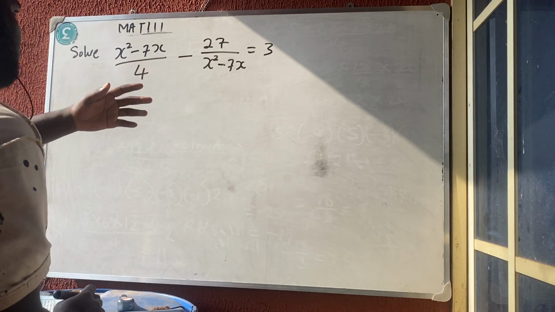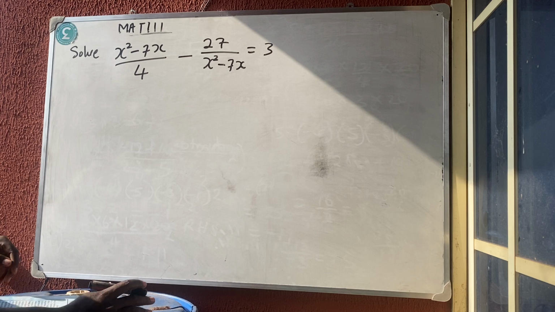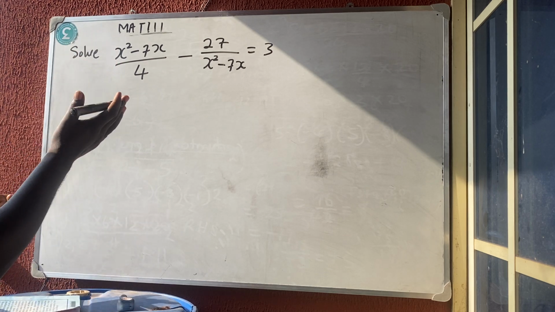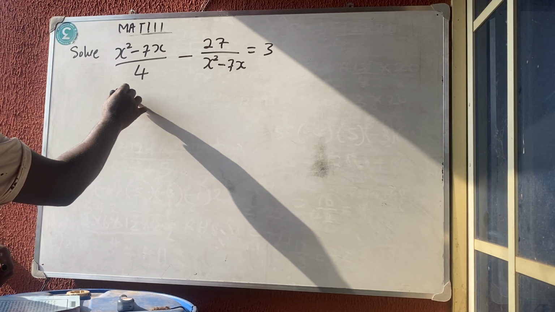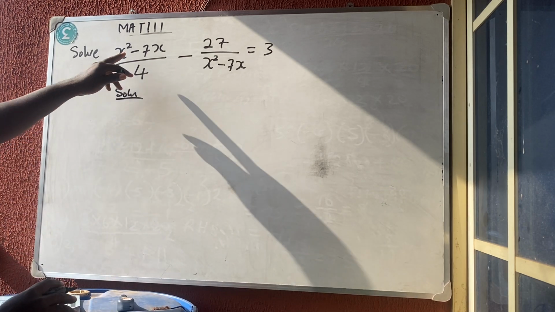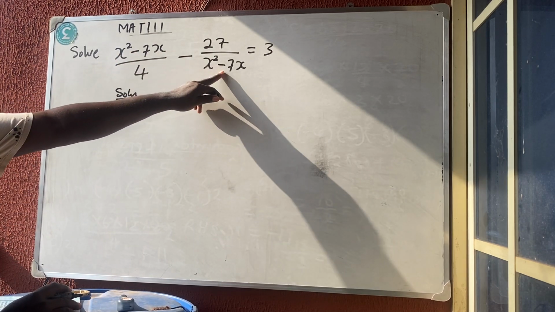You see, someone gave us this little question. If you look at this, it looks complex, but it's a very simple question. So how do you approach this kind of question? If you look at this, you notice that the numerator here and the denominator here are the same.